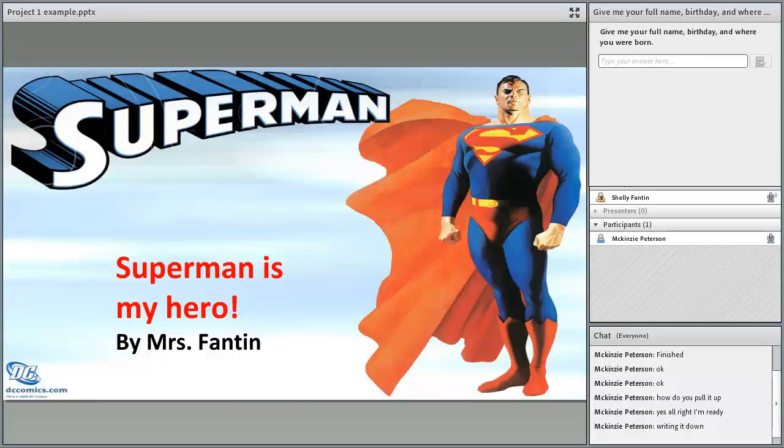Okay, so for this asynchronous session number 1, we're going to go over our project. The purpose of our project is for us to really look at what a hero is and what it means, in our eyes, to be a hero. We're going to identify a person. It can be a celebrity, a fictional character, or a real person in our life. We're going to identify someone that is a hero to us, explain why, and give reasons why.